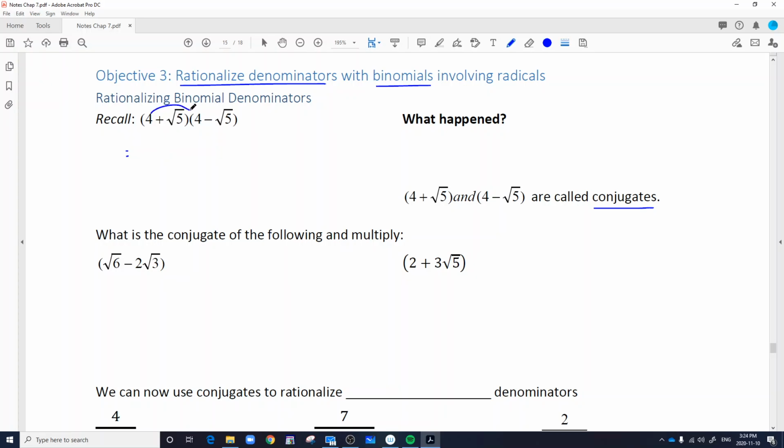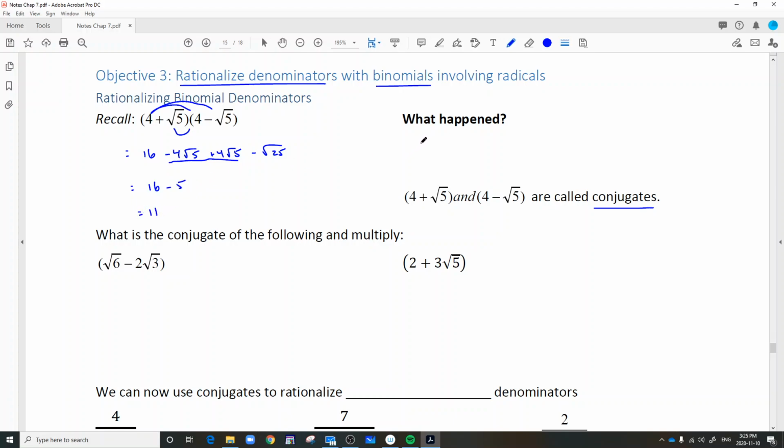So if I multiply 4 times 4, I get 16, and then I keep distributing. I get 4 times negative root 5 is negative 4 root 5, and then root 5 times 4 is plus 4 root 5, and then root 5 times negative root 5 is negative root 25, or maybe you recognize that when something multiplies by itself, so a radical by itself, you end up with just 5. But whatever you do, you get here. And because those brackets were the same with different signs, your middle terms will always cancel out, and you'll be left with 16 minus 5, which is 11.